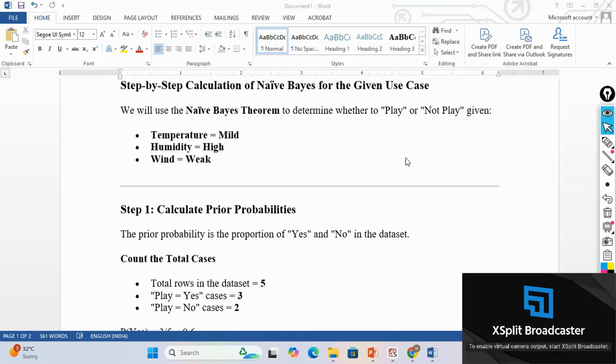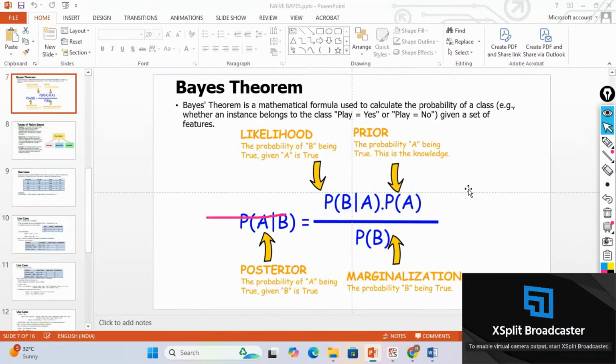So what is the first step? I started calculating prior probabilities. What do you mean by prior probabilities? This one, better I'll write the formula there itself.